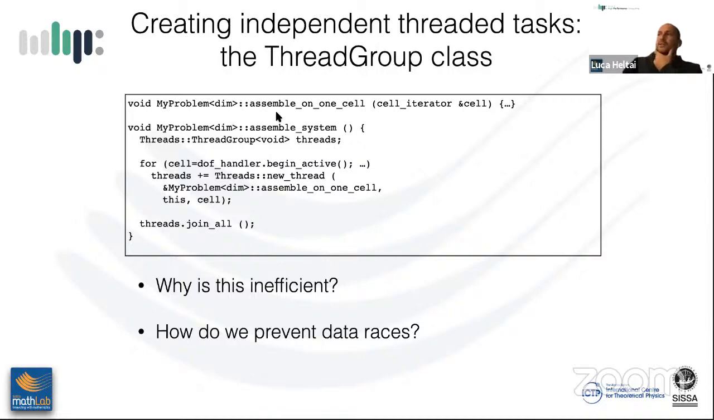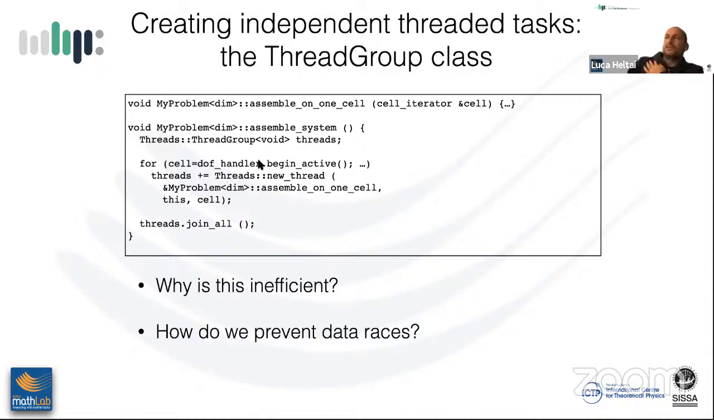And here, there is an issue with this type of thing. The main issue is that if you do this, the system is going to spawn a number of threads equal to the number of active cells, and this is not very efficient for several reasons. First, of course, you need a function that assembles on one single cell, and this function may be expensive, but we will see how to make this work in a more efficient way.